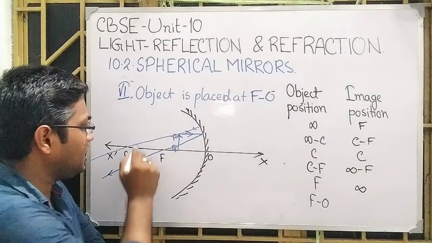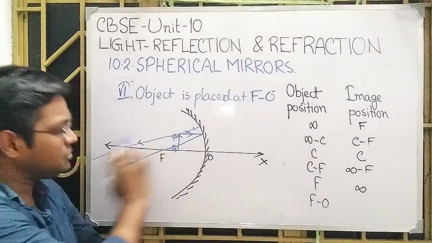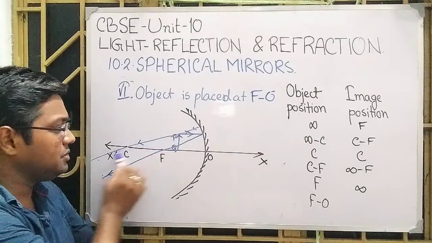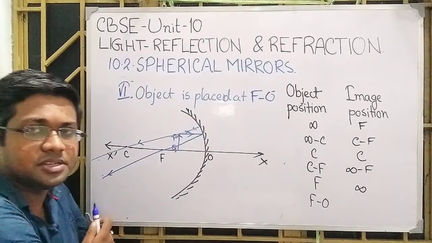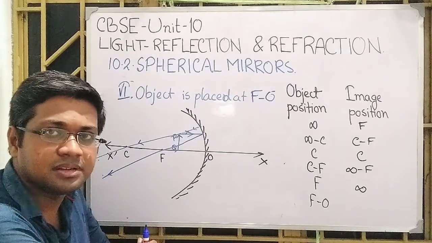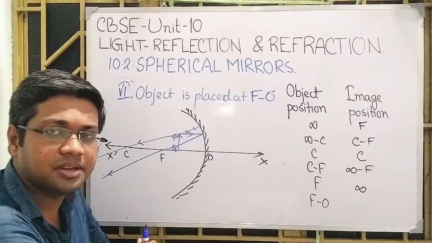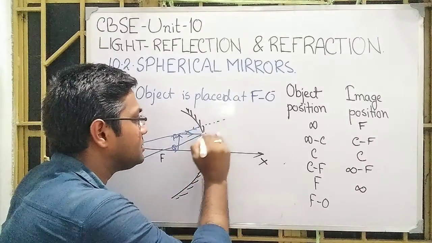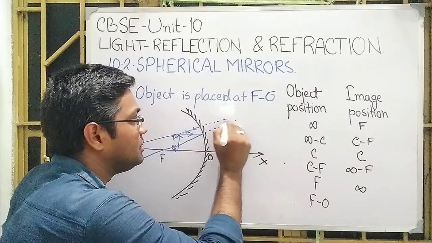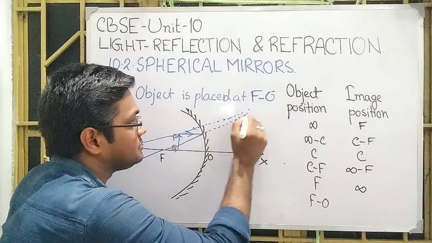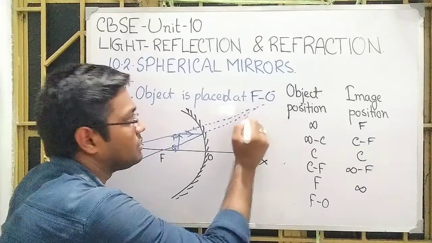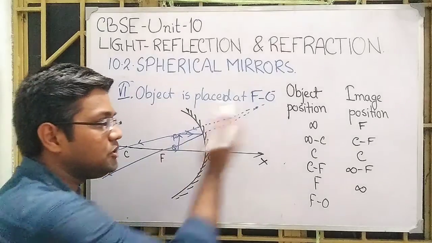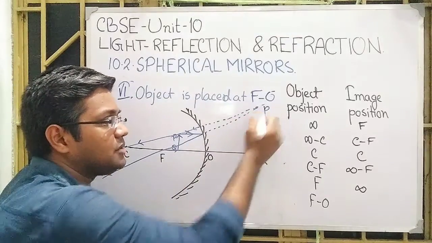So now just see, here these two reflected rays are diverging. As it moves on, the separation between them increases, so they are diverging, so they will never meet. The reflected rays will never meet. But if we produce them backwards behind the mirror, they will meet somewhere here.